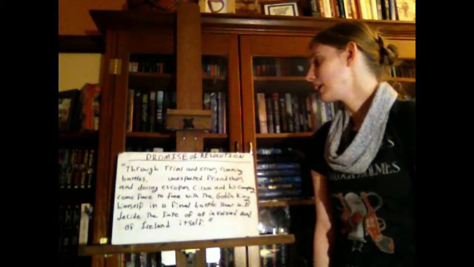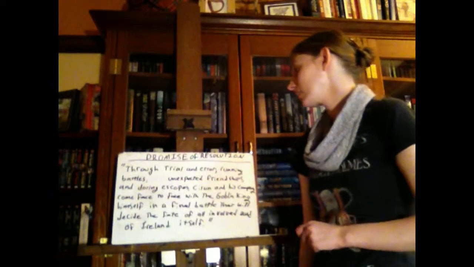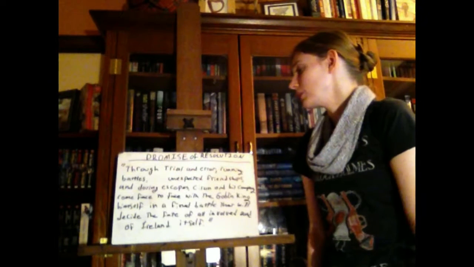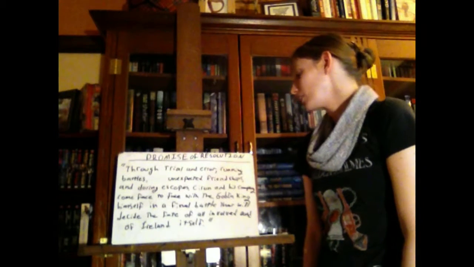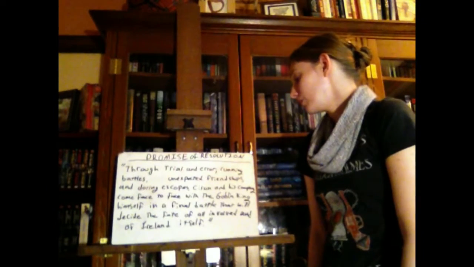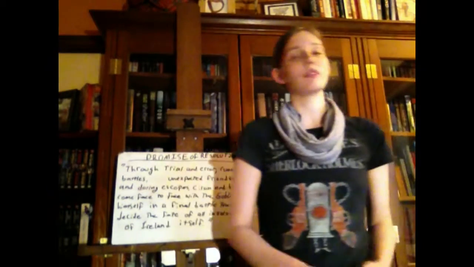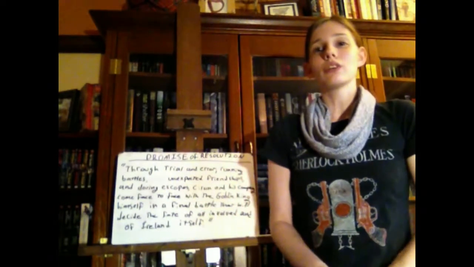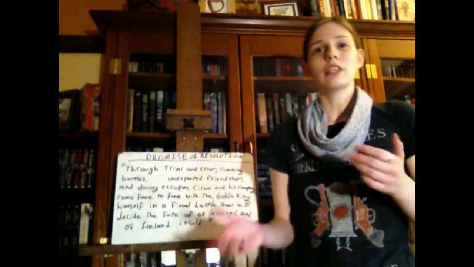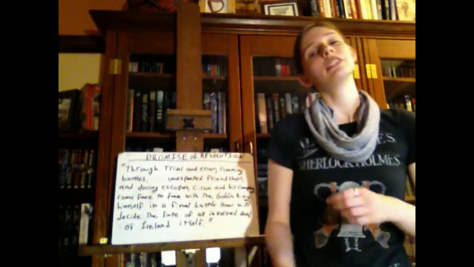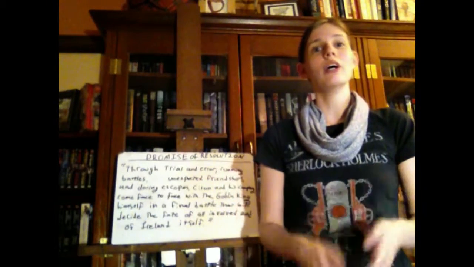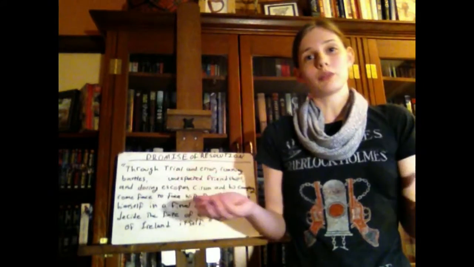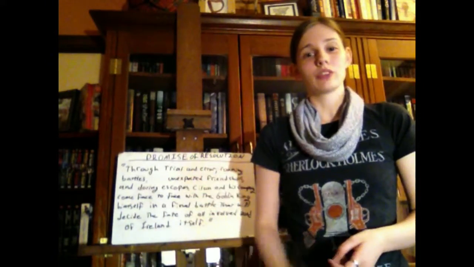In my synopsis for Blood Ties, I write, "Through trial and error, running battles, unexpected friendships, and daring escapes, Kieran and his company come face to face with the Goblin King himself in a final battle that will decide the fate of all involved and of Ireland itself." So it gives you a little bit of a tease as to what might happen later in the story, and also raises the stakes, essentially saying what could go wrong, and whether or not that actually will happen in the book. You're just going to have to read to find out, and that is what will snag your readers.